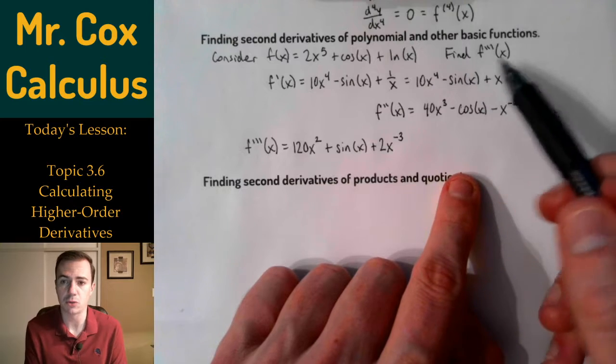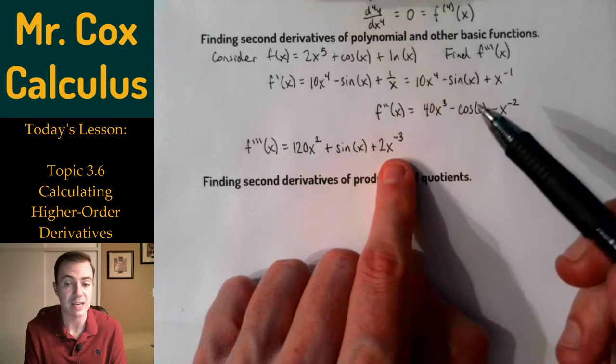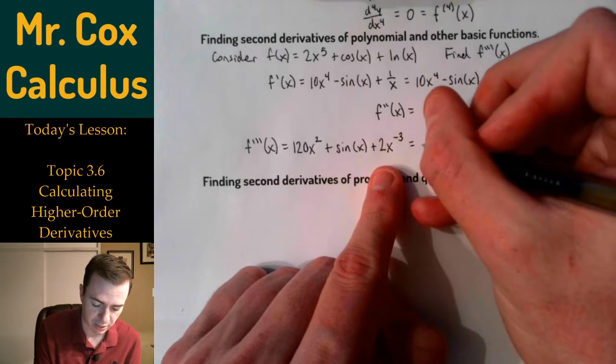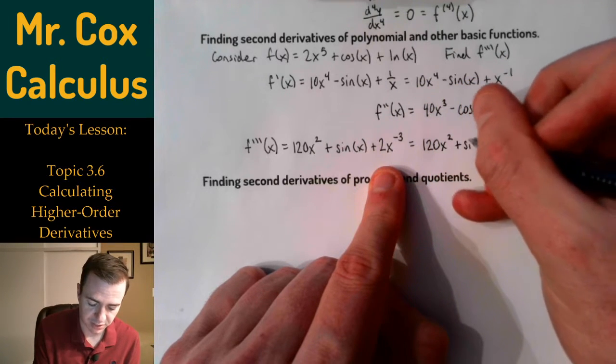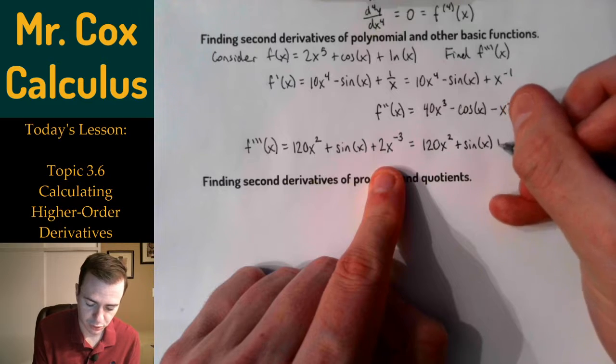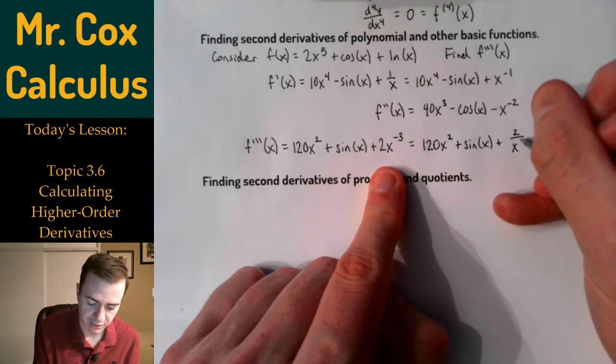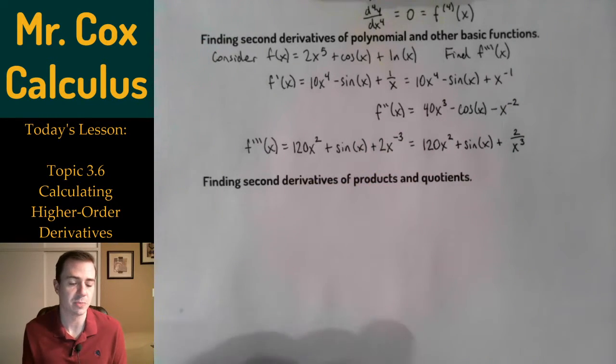And now because I was trying to find the third derivative, I'm going to go ahead now and take care of my negative exponent and say that is 120x squared plus the sine of x plus 2 over x cubed. And there's my third derivative.